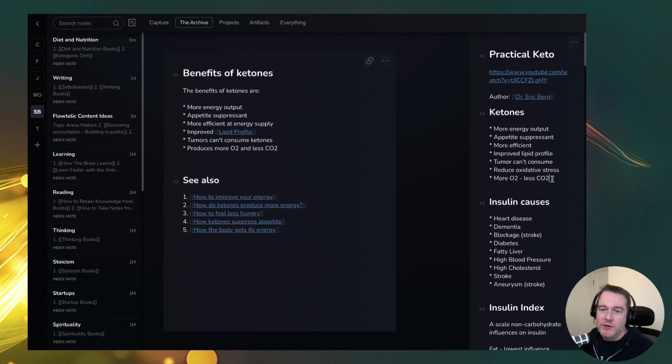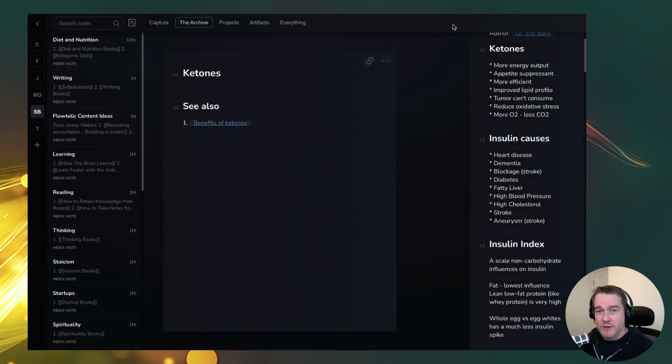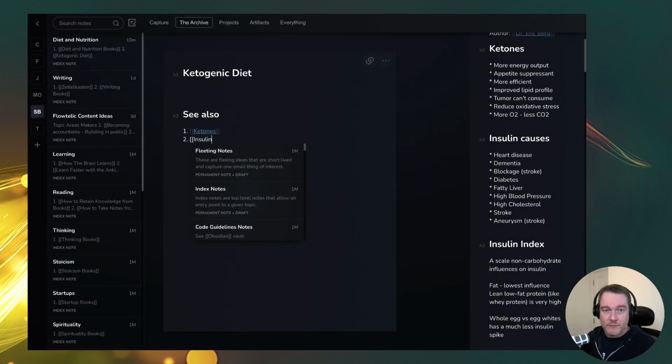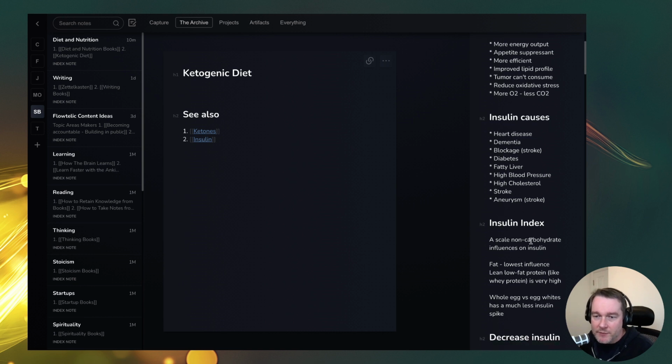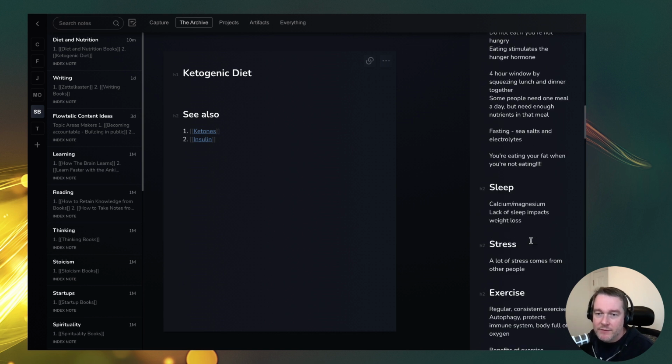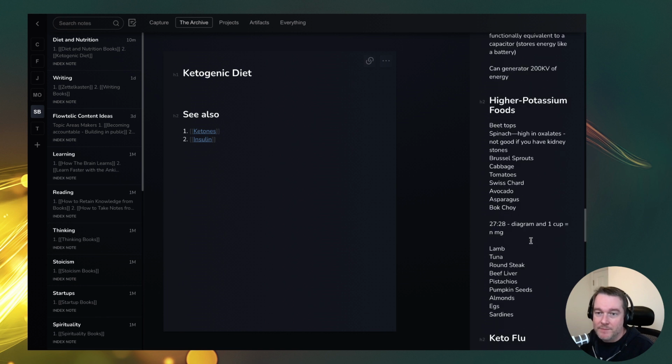So here we go. Those are the benefits. So we've completed that section. Now, insulin. Insulin is an interesting one in the ketogenic diet. So what we do know about the ketogenic diet, I think I've put it further down. Bloating. There's a lot in here.